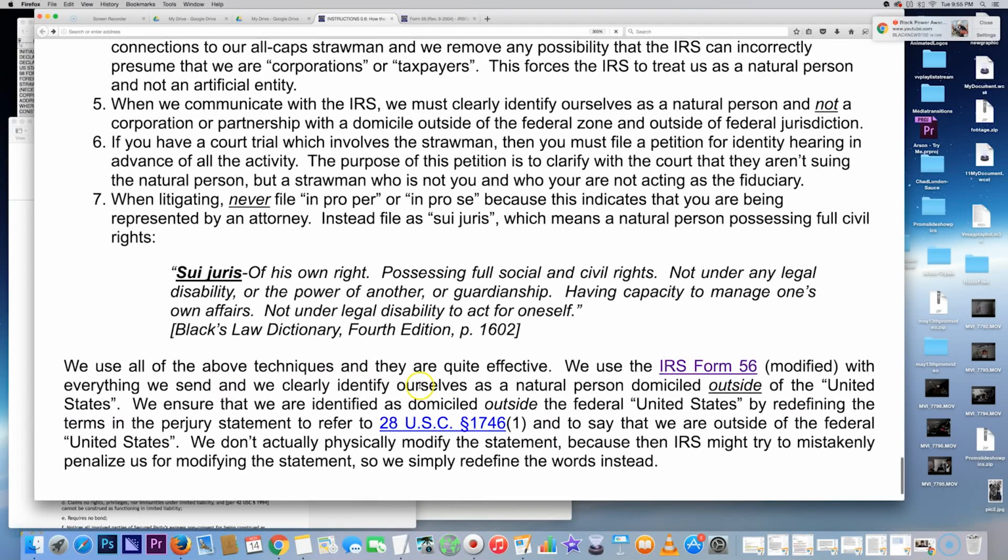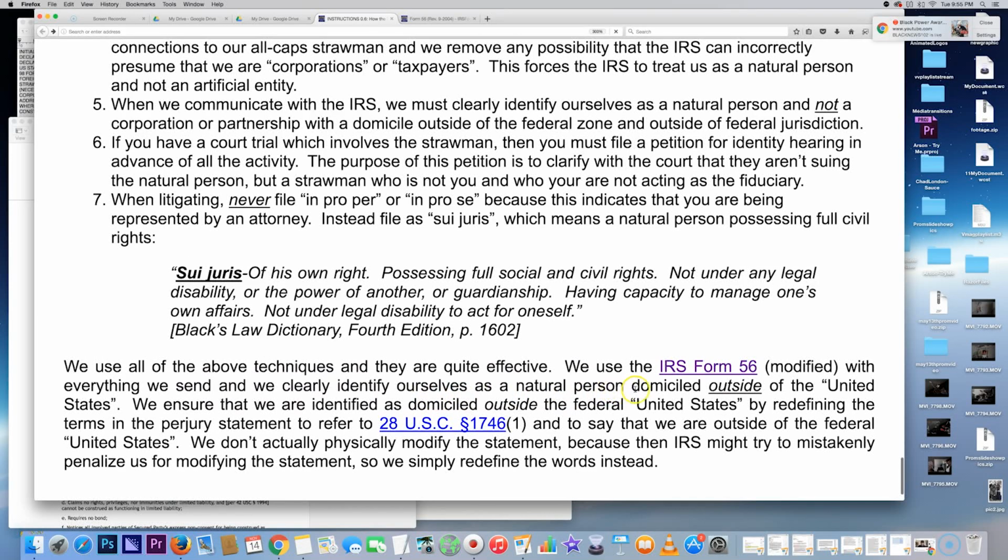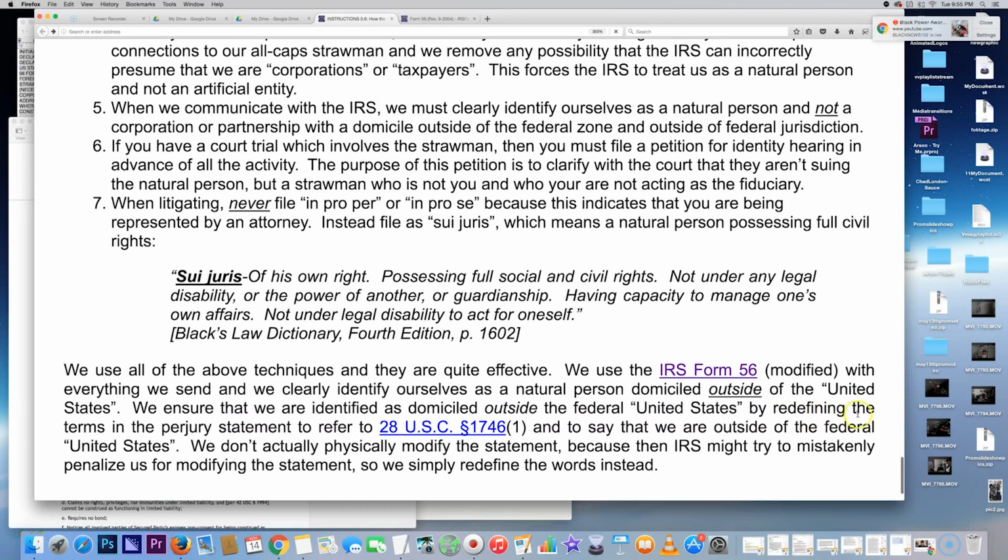We use all the above techniques as they work quite effectively. We use the IRS Form 56 with everything we send, and we clearly identify ourselves as a natural person domiciled outside the United States. We ensure that we are identified as domiciled outside the federal United States by redefining the terms in the perjury statement to refer to United States Code, Section 1746, and to say that we are outside of the federal United States.